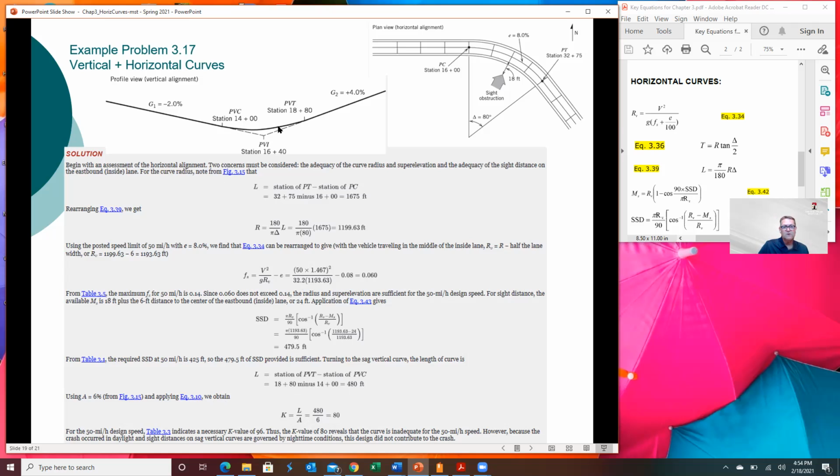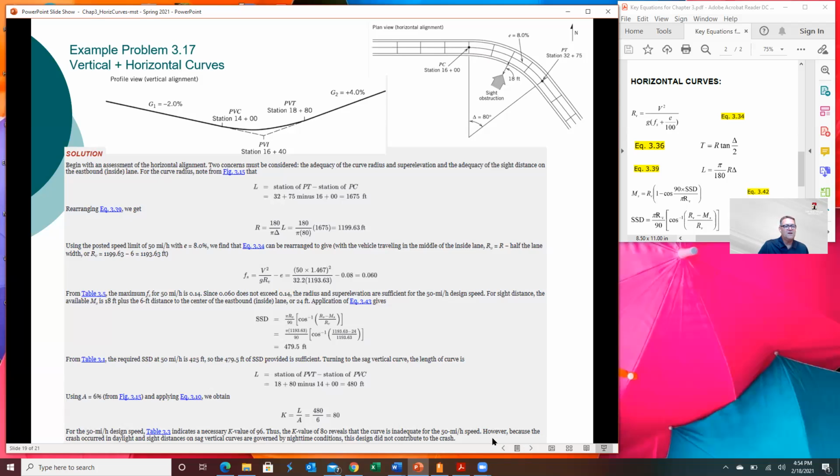So this is a sag vertical curve. You go to table 3.3 and it indicates a K value of 96, okay, for 50 miles an hour. So the K value of 80 is less than 96. Therefore, you would say that the curve is inadequate for 50 mile an hour design speed. But here's where this is a little bit of a trick problem. I didn't copy it on the slide here, but at the top, it does talk about a recent daytime crash. They said the crash happened in the daytime, okay?